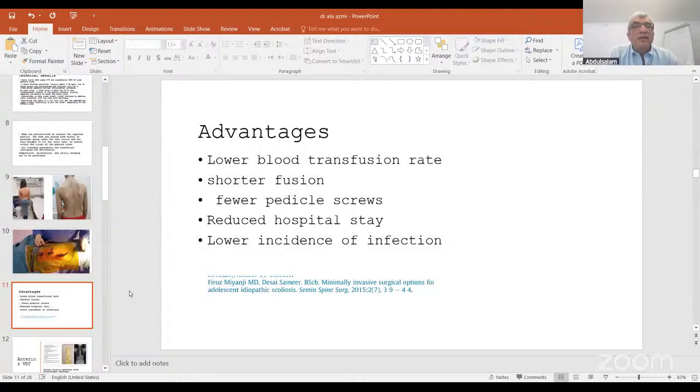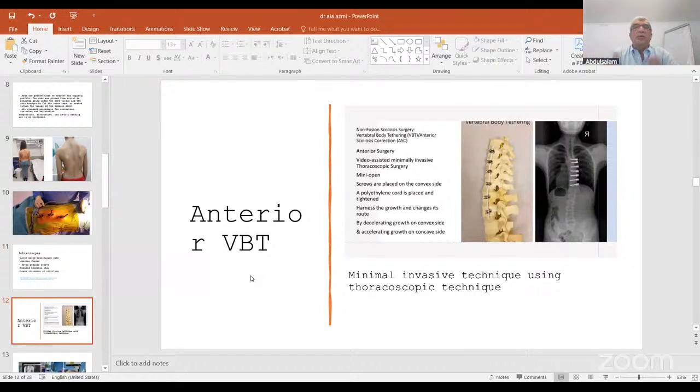Well, what are the advantages besides the cosmetic issue? Lower blood transfusion rate, shorter fusion, fewer pedicle screws, reduced hospital stay, and lower incidence of infection. Actually, I would put the lower blood transfusion and the lower incidence of infection first. As long as you have smaller incisions that you can control, it would be much better and would decrease the infection.